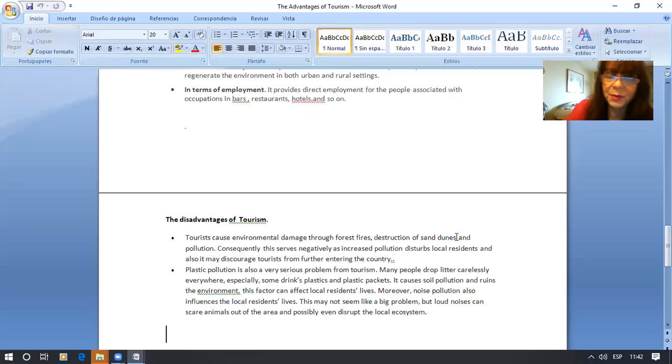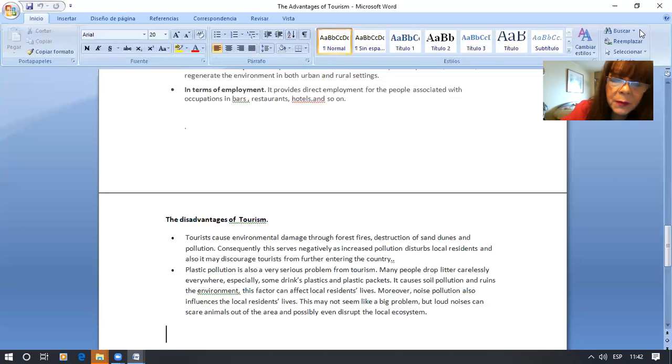And also they cause pollution because there are different kinds of pollution. People throw things into the dunes, into the beaches. So this is something very, very bad for the place. Well, consequently, it serves negatively. Yeah, increased pollution disturbs local residents, of course. People, for example, who live in Concon started complaining about this issue, right? Because it started disturbing them. And also, this may discourage tourists from further entering the country. So this is something that is bad. It becomes a disadvantage at the end.